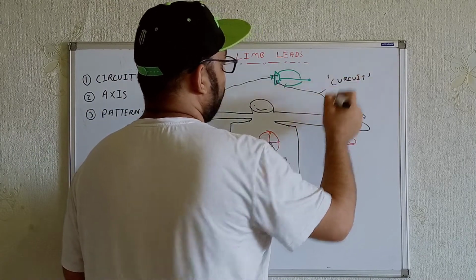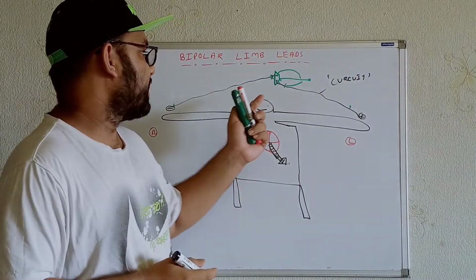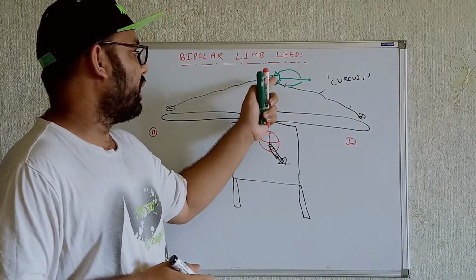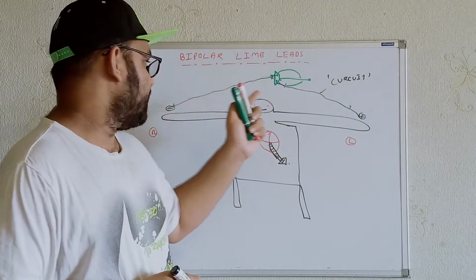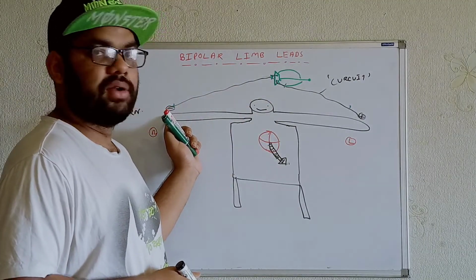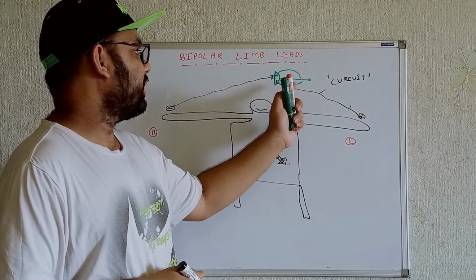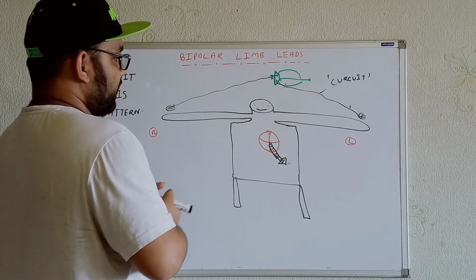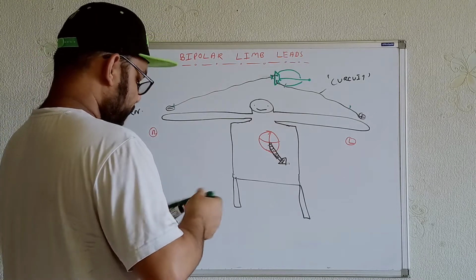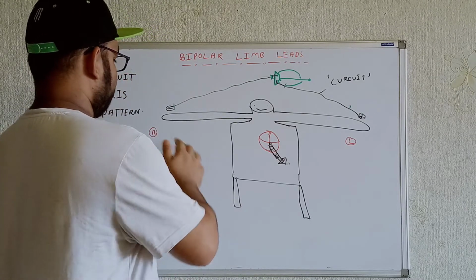What is a circuit? Whenever the wires are connected between the galvanometer, you can see it in terms of the ECG machine and the body surface over here. So what are we getting over here? We are getting the circuit.